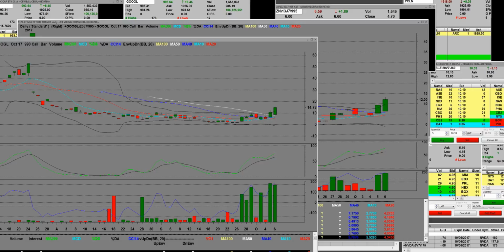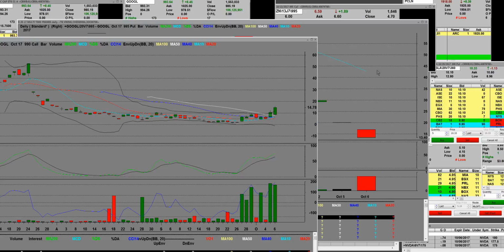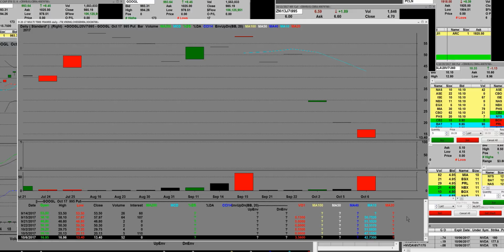What we will do is we'll take a look over here at the 1020 995 put. And I'm just going to show you how low it got. This low right here, this is a put chart.